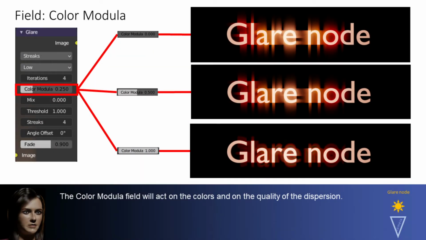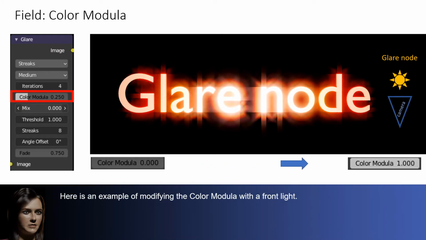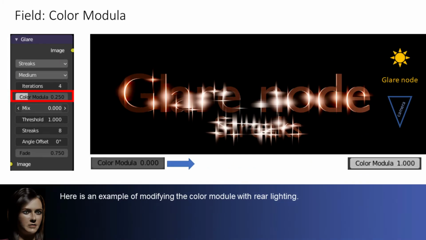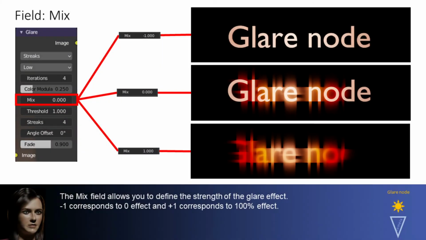The color modulation field will act on the colors and on the quality of the dispersion. Here is an example of modifying the color modulation with a front light. Here is an example of modifying the color modulation with rear lighting. The mix field allows you to define the strength of the glare effect. Minus 1 corresponds to 0 effect and plus 1 corresponds to 100% effect.